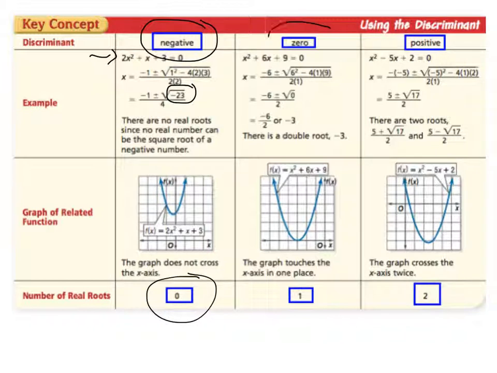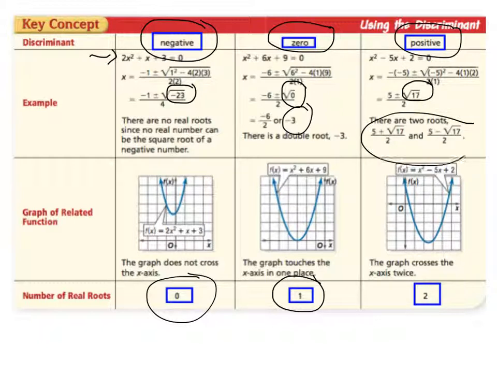If the discriminant is 0, so in this case we have the square root of 0, then there's exactly one answer. It's the exact same answer. So in this case, x will both be negative 3, so there's only one answer. And lastly, if the discriminant is positive, so in this case it's root 17, underneath it is 17, then there's two answers.